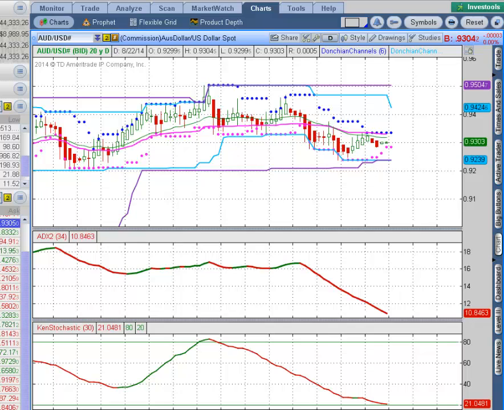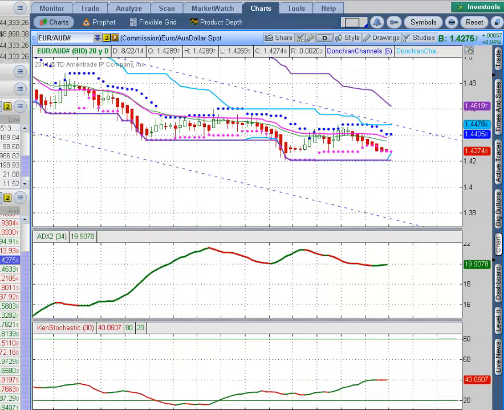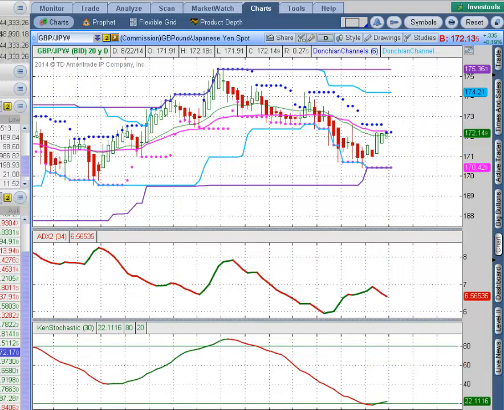Here's the Aussie US dollar. Though the US dollar has been very strong the last week or two, we see that the Aussie US dollar is still channeling sideways. Another pair is the Euro Aussie dollar. This has been in a long-term downtrend channel, and it looks like it might be setting up for a bearish trade. Here's the pound yen.